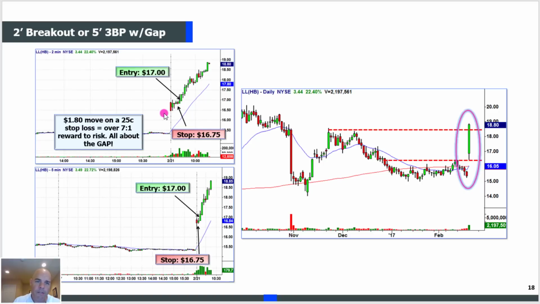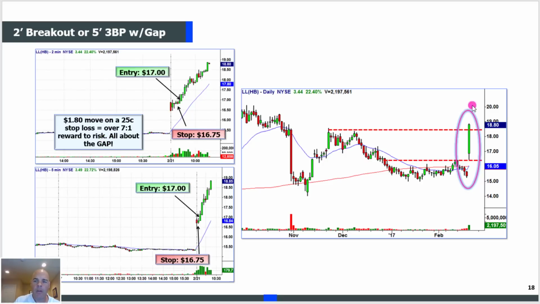So far in the first 5-6 minutes of the day, nothing really happened. And then it starts to set up a pattern. That pattern ends up being a 5-minute three bar play or a mini 1 or 2 minute breakout. We get in at $17. The stop is $16.75. Rip. Guys, it went to $18.80. It's $1.80 on a 25 cent stop. It's like 7-1 on your money. There it is, 7-1 on your money.